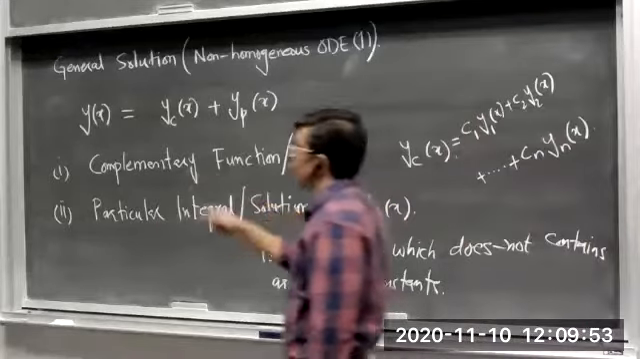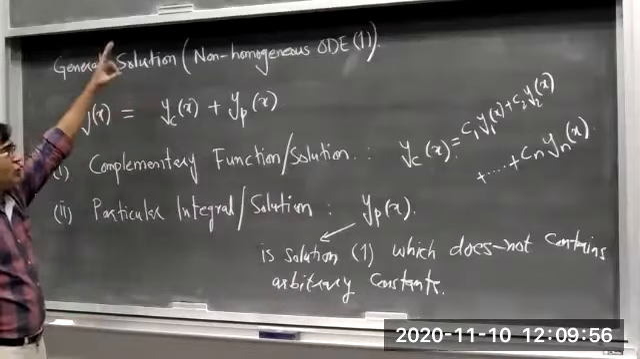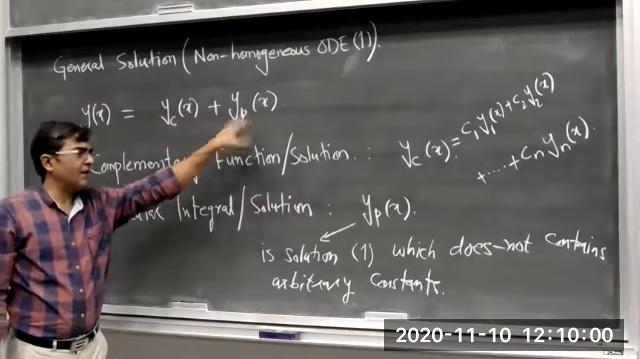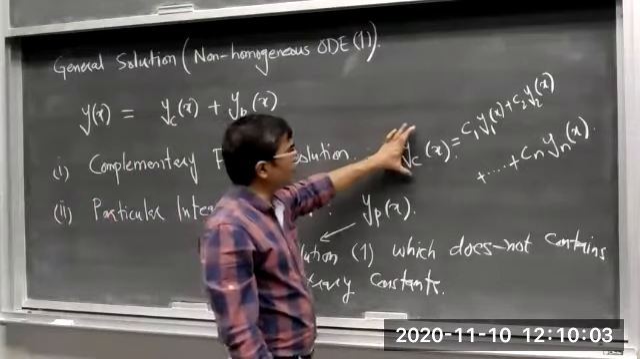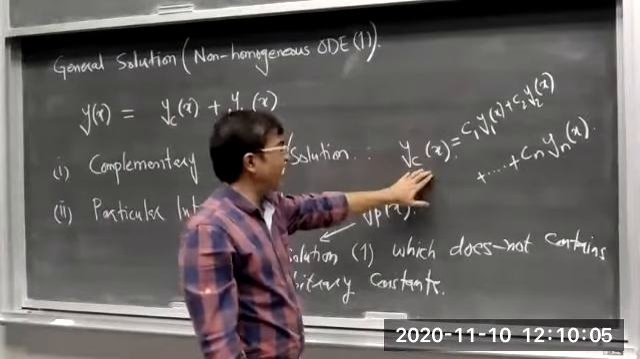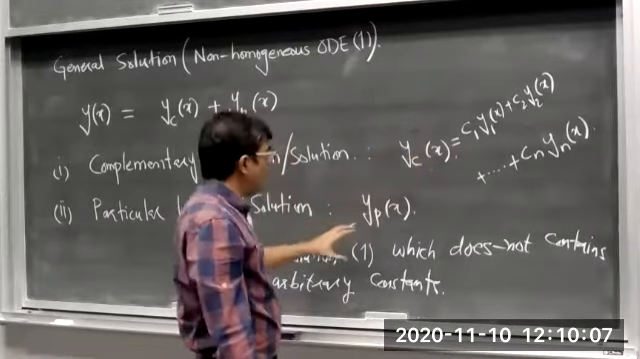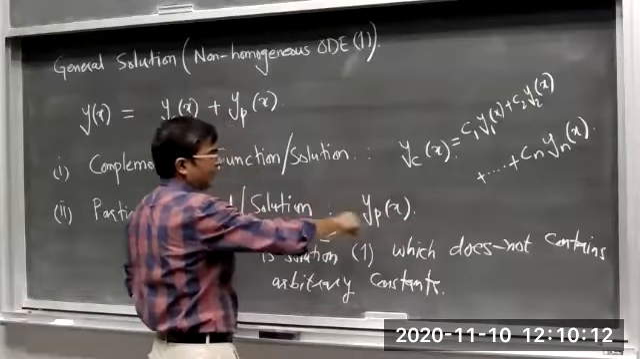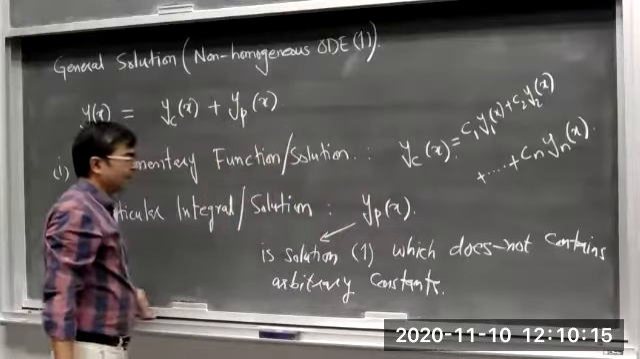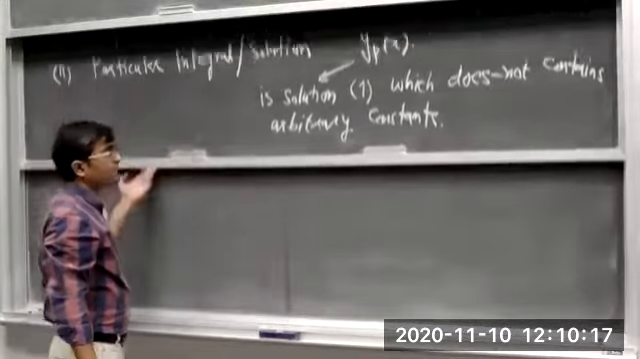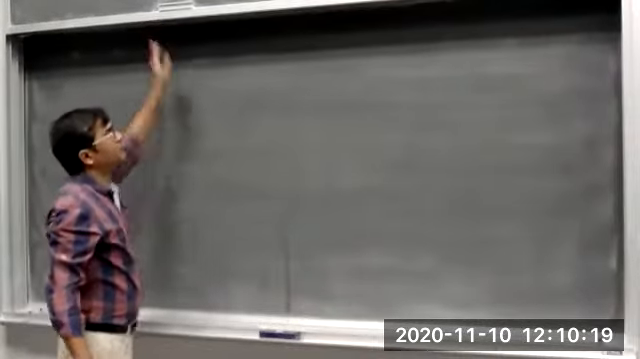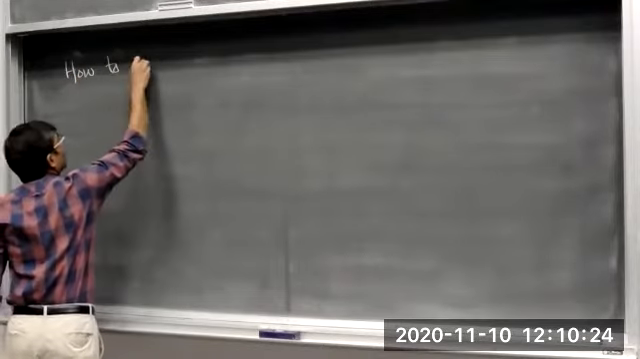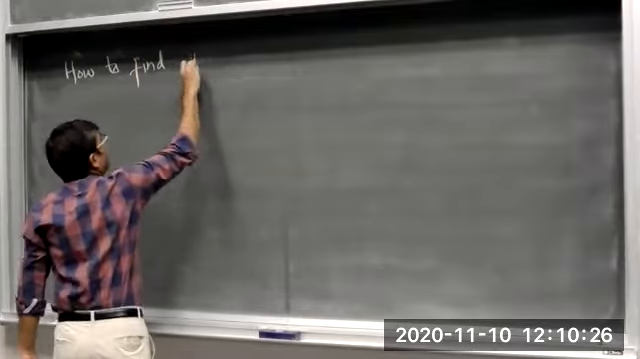And the general solution of the non-homogeneous ODE with constant coefficients is the sum of the complementary function and the particular integral. Now, we know how to find this complementary function yc of x. The question is how to find this particular integral or particular solution of the non-homogeneous differential equation, how to find yp of x.